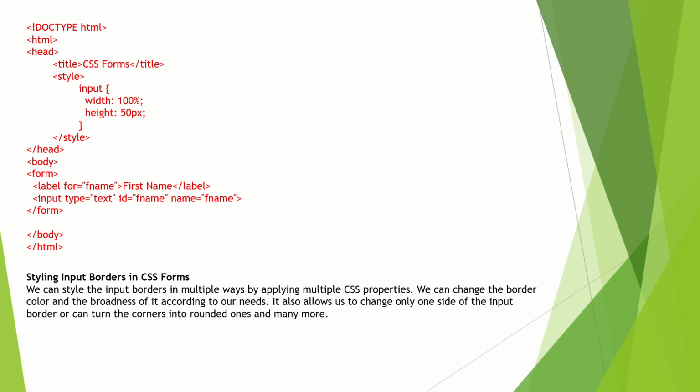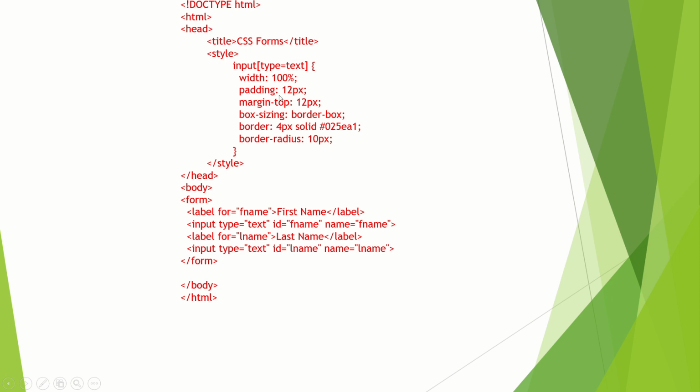Next is styling input borders in the CSS form. We can style the input borders in multiple ways by applying CSS properties. We can change the border color and broadness according to our needs. It allows us to change only one side of the input border, or turn the corners into round ones, and many more. Here is the syntax of styling input borders in the CSS form. The width, padding, margin, box sizing, and border, everything will be given according to the user's wish.